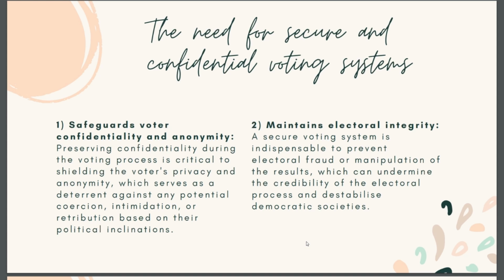Now, what is the need for secure and confidential voting systems? The first and foremost part that is important in any election is safeguarding the voters' confidentiality and anonymity. It also maintains electoral integrity, and a secure voting system is indispensable to prevent electoral fraud or manipulation of the results, which is a major concern.